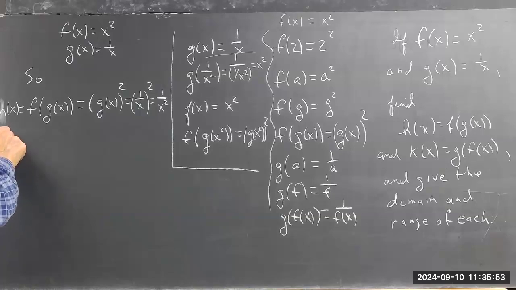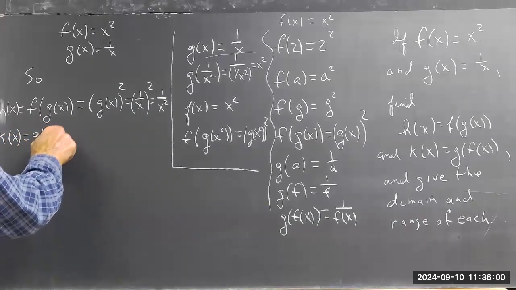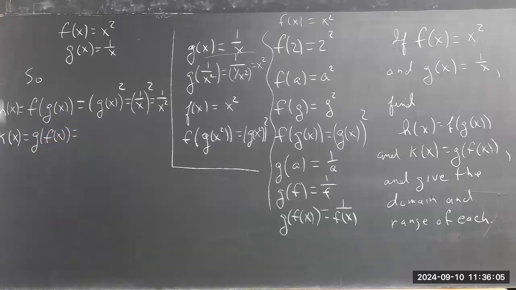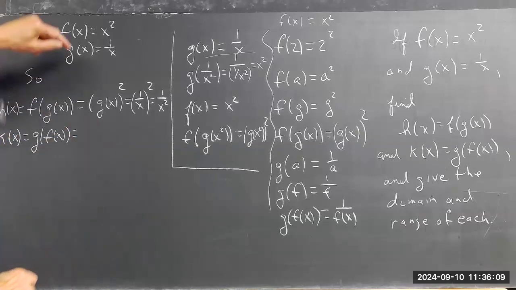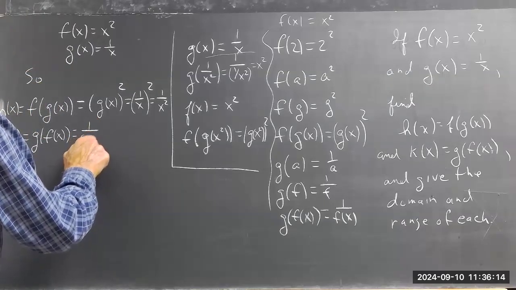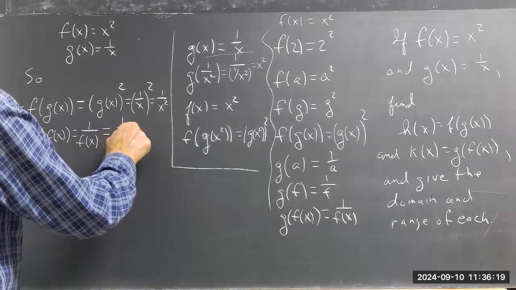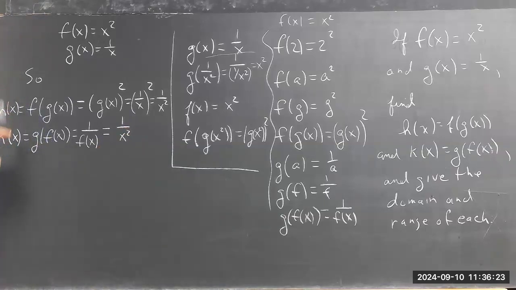Okay. k of x equals g of f of x equals, x has been replaced by f of x. It's 1 over f of x. And f of x is x squared, so it's 1 over x squared. So it turns out that h of x and k of x are identical. Okay.